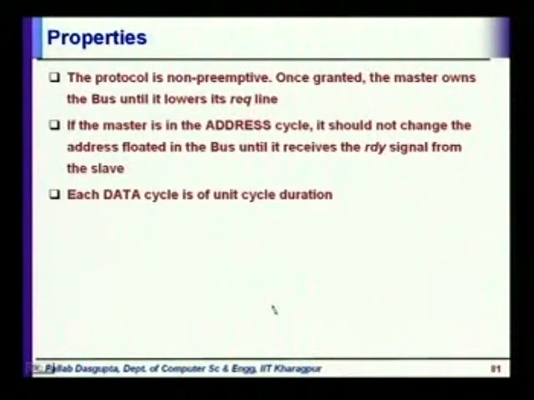Suppose we want to write these properties. The first property says that the protocol is non-preemptive. Once granted, the master owns the bus until it lowers its request line, right. So we will see how to code this property. The second property says that if the master is in the address cycle, it should not change the address floated in the bus until it receives the ready signal from the slave. And the third property says each data cycle is of unit cycle duration, right. Now let us try to code this in SVA.